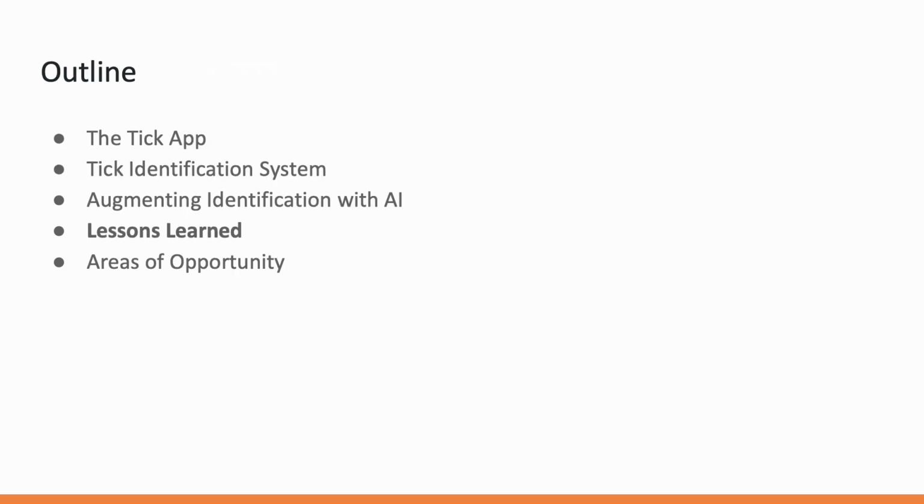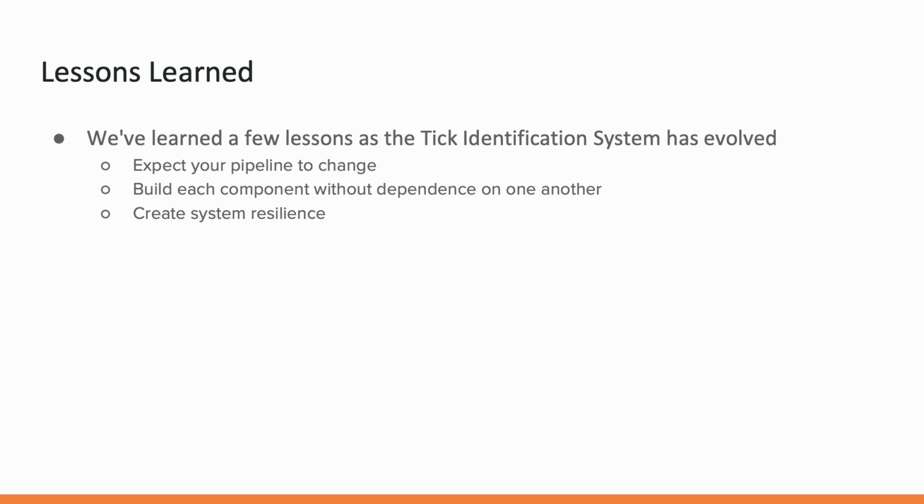There was a lot of new territory we explored as a team, and that has yielded some considerations for our future projects and our next steps in the TICAP. Of all the various issues and triumphs over the years, we have distilled them into 3 lessons. Expect your pipeline to change and prepare for that eventuality. Build each component without dependence on one another to allow for modularity and efficient division of labor. And create system resilience by accounting for server downtime, knowledge loss, and user-facing edge cases.